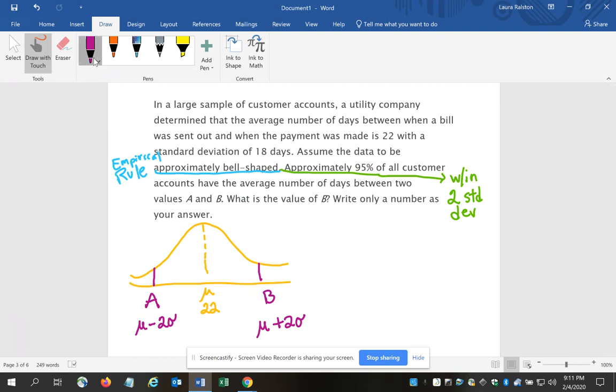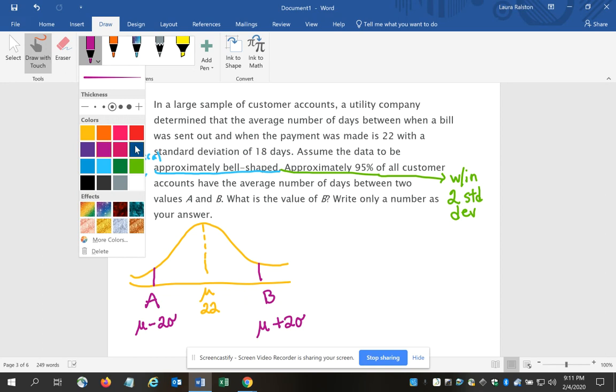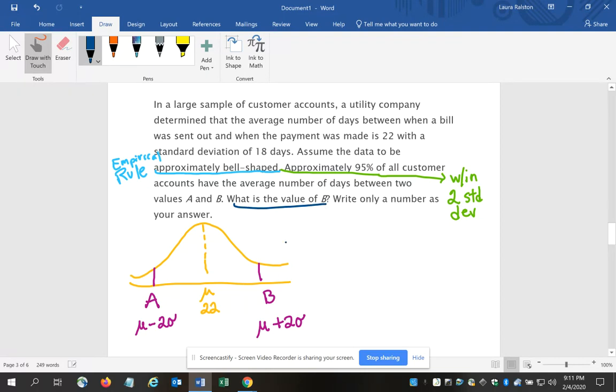In this problem, it asked me to determine the value of B. That's the question. What is the value of B? So B corresponds to the mean plus two standard deviations. Using the numbers I'm given, the mean is 22 plus 2 times the standard deviation, which was 18. So I have 22 plus 2 times 18 is 36, and 36 plus 22 is 58. So the value of B would be 58 days.